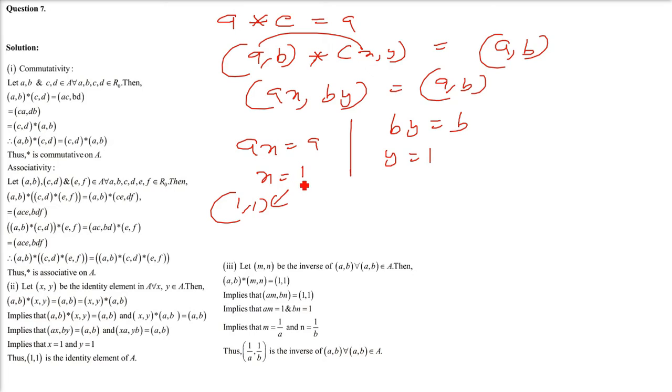When we have the identity element, now we can go for inverse. So for inverse, what do we do? A star B has to be equal to E. B is the inverse of A. If we get E as this result, B is the inverse.